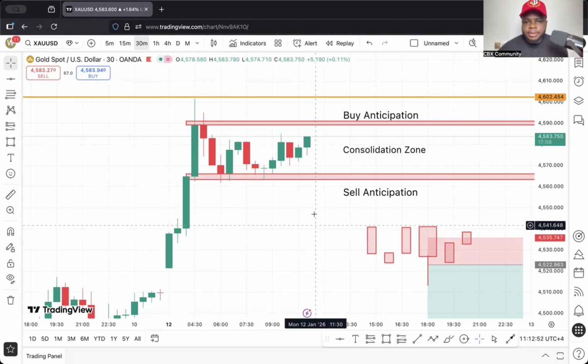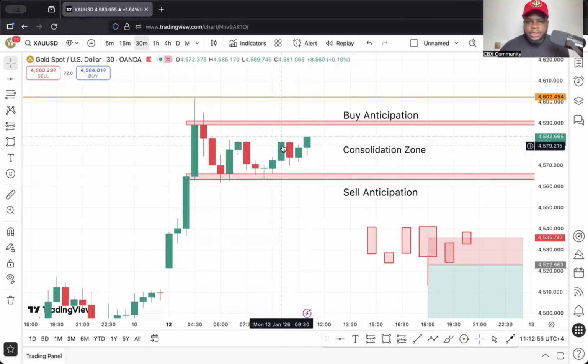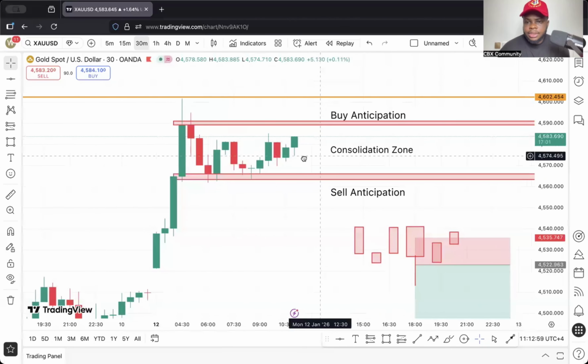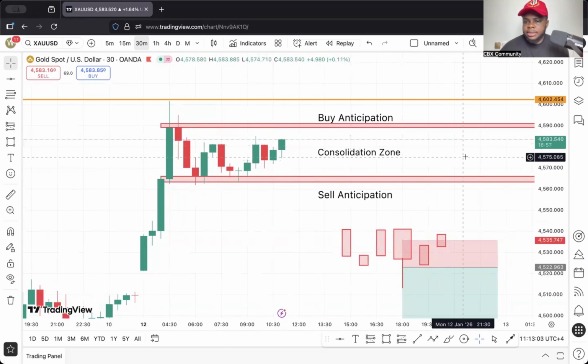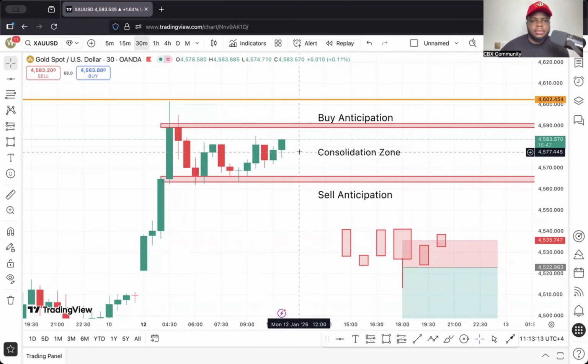You see, this candle is about to break the high of this bullish candle over here. Let's see what the candle wants to do. Since this zone is our consolidation zone, we don't need to do anything. Let's see what the candle wants to do.